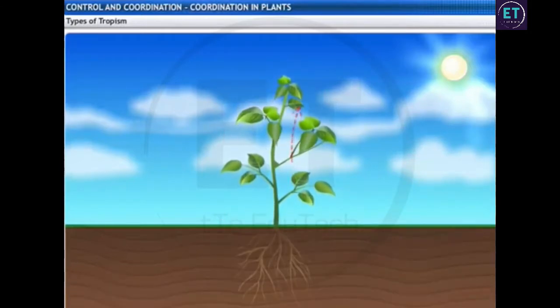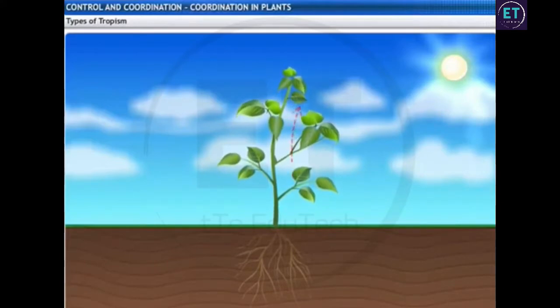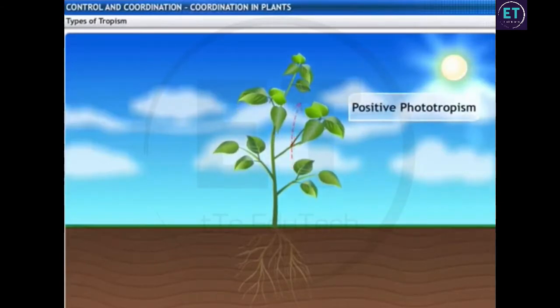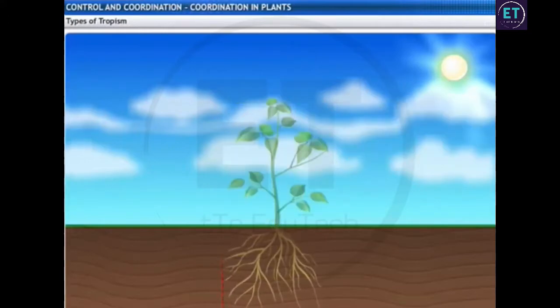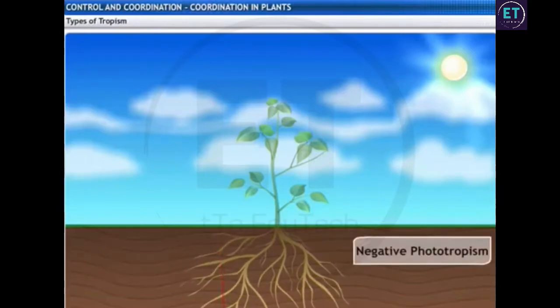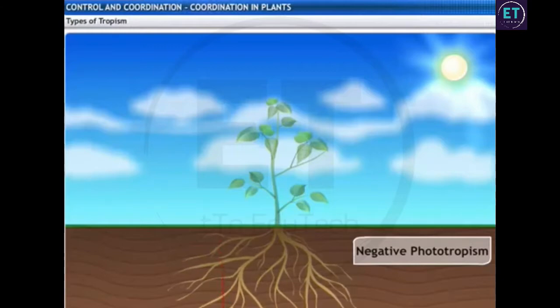Shoots respond by bending towards light, thus showing positive phototropism. They grow away from gravity, thus showing negative geotropism. Roots bend away from light, indicating negative phototropism, and grow towards gravity, indicating positive geotropism.